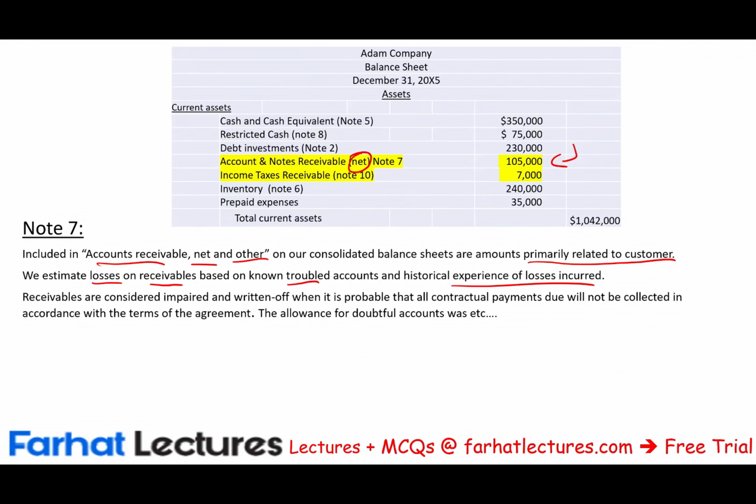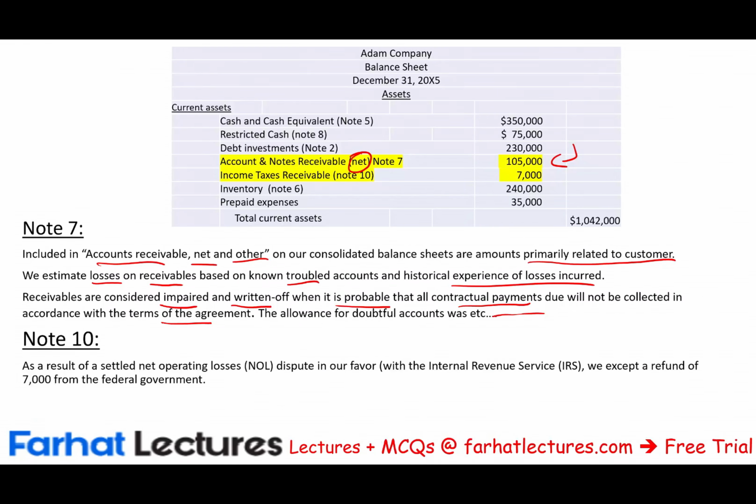Receivables are considered impaired and written off when it's probable that all contractual payments due will not be collected in accordance with the terms of the agreement. The allowance was such and such, and we keep on describing. So here we describe when we write off an account. We have to disclose this policy, and under Note 7 that explains the receivable.